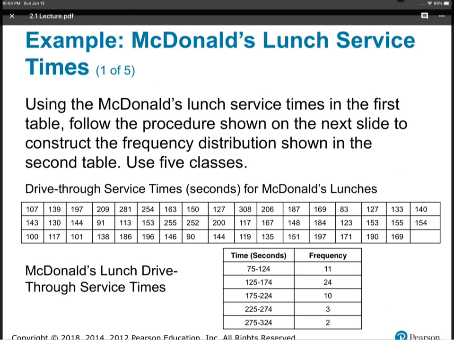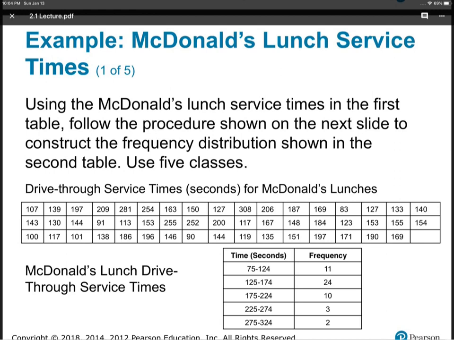So this right here is a frequency table. Make sense what's happening there? We're just saying, all right, how many of these are between 75 and 124 seconds? What is that? That's a little over a minute to 2 minutes. About 1 to 2 minutes, right? 11. So that means 11 of these boxes up here are in the range 75 to 124. How many between 125 to 174, etc. So that's a frequency table.